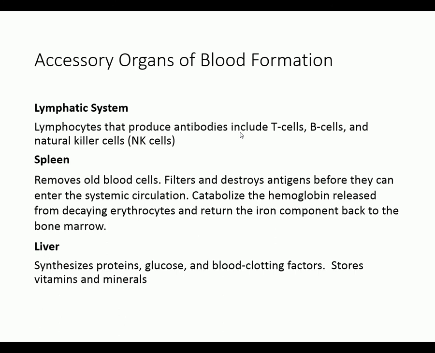Now let's talk about some of the accessory organs that help in the blood formation. Your lymphatic system. B cells are released as immature cells into the bloodstream and interact with antigens and protein to become activated to produce antibodies and immunoglobulins. This is the humoral immune response, and like I said, we're going to learn a lot more about this later on anyway.